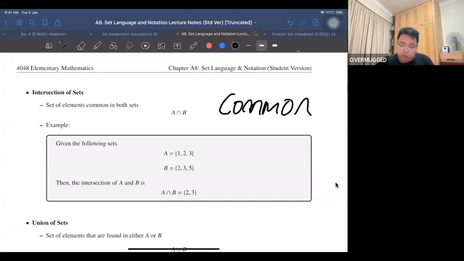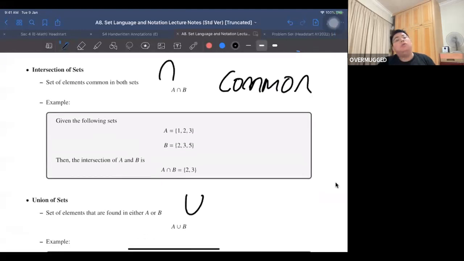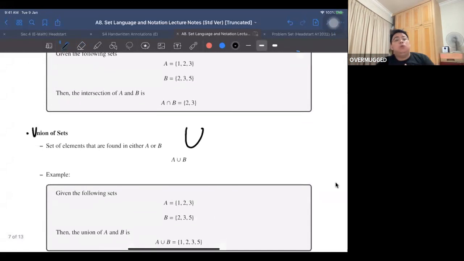Now, how do you memorize between this symbol and this symbol? Actually, very easy. You see the word intersection got the letter N, and you see the word union got the letter U. That is how you memorize. Intersection means I want common. It means that if A have, B must have. Then is intersection.